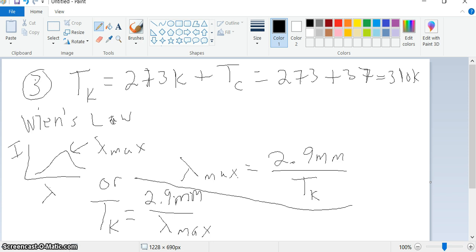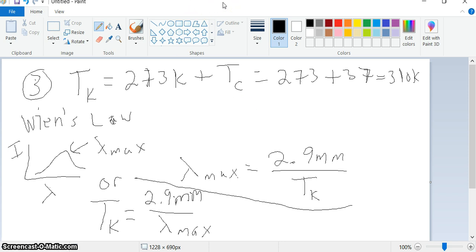For number 3, they say the normal human body temperature is about 37 degrees Celsius. What is this temperature in Kelvin? All right, so I've given you the conversion. The temperature in Kelvin is always 273 plus the temperature in Celsius. So that's to answer the first part. What is the peak wavelength emitted by a person with this temperature? In what part of the spectrum is it? Okay, so we're going to answer all of those questions.